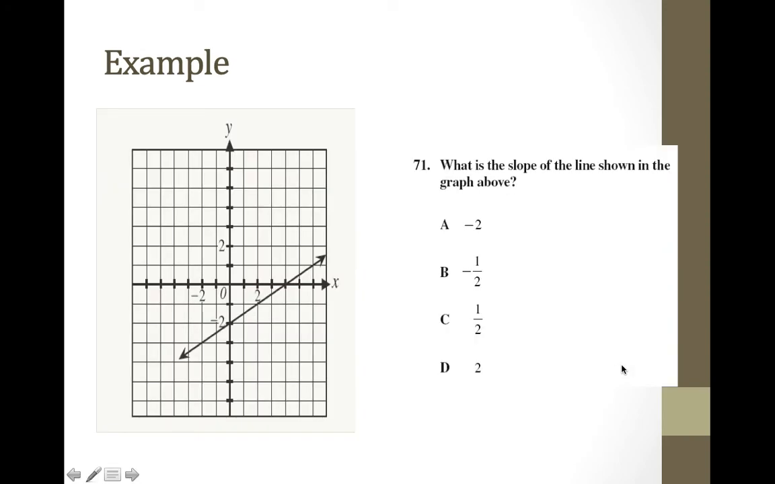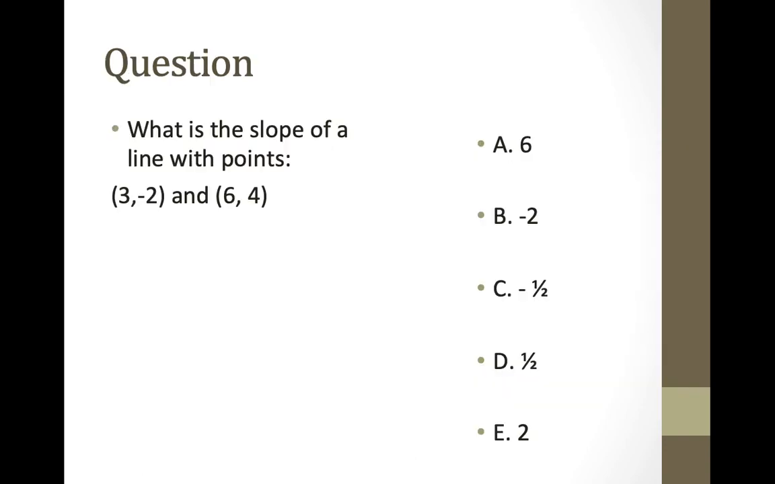So let's look at this one. What is the slope of the line shown on the graph above? So we can say it goes rise. Remember, rise first. There's a point. There's a point. So it goes up 1, 2. So it's +2 for my rise. And then my run is also positive. 1, 2, 3, 4. So +2 over 4, which reduces down to +1/2. C.